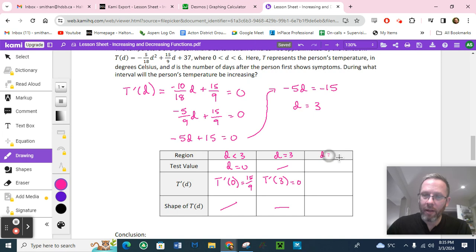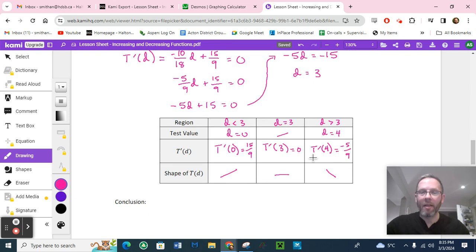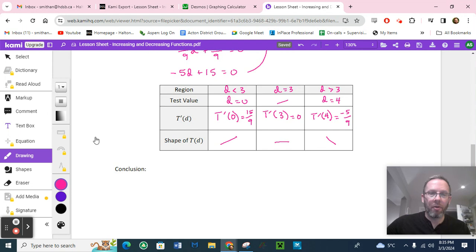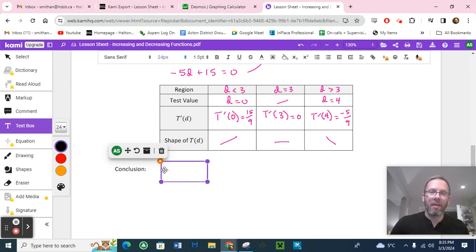And then I'll pick a value to the right. That's the region when d is greater than 3. We'll pick a value like 4. And the derivative when d is equal to 4, so we have minus 5 times 4 is minus 20. Minus 20 plus 15 gives us minus 5 over 9. And that is a negative value, so the derivative is negative. The slope of the function is negative. It is decreasing.